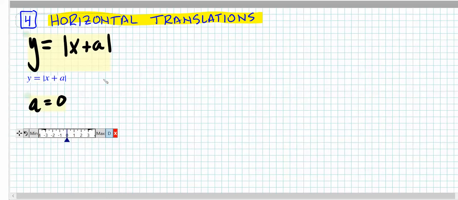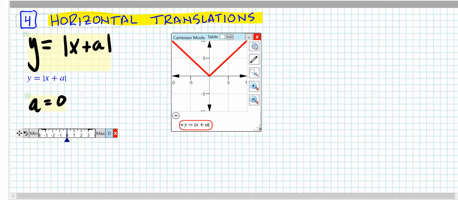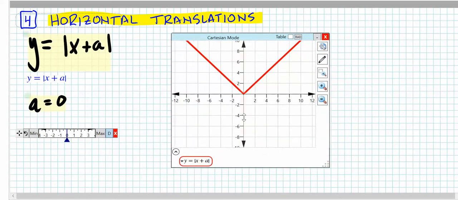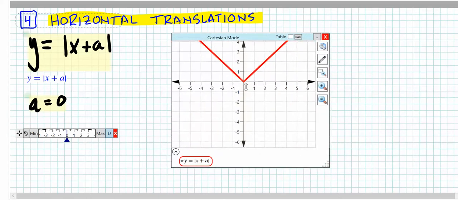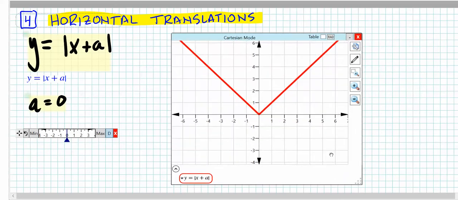Finally, box number 4 is all about horizontal translations. So I'm going to go ahead and graph the function absolute value of x plus a. Right now the value of a is just set to 0. So when I graph this, I should see my original V-shaped, regular old absolute value function. I'm going to try and center the screen for you. So here's what I'm going to do. I'm going to move the value of a from 0 to 1, and I want you to notice the direction that the graph moves.